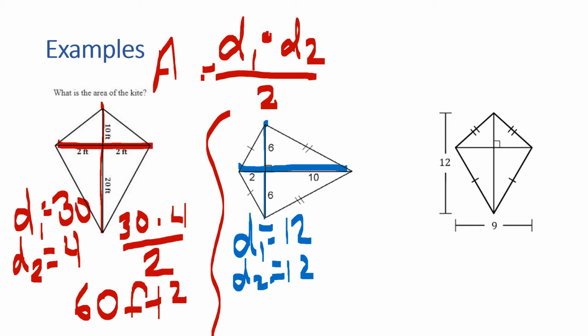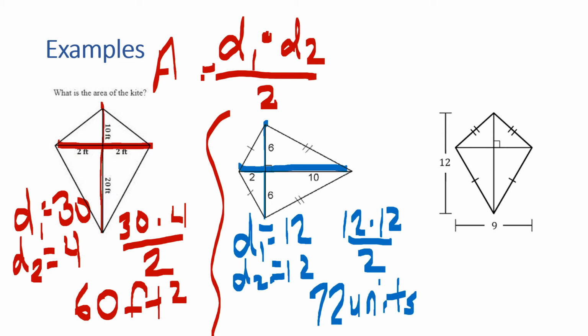So now we want to find the area by taking 12 times 12 and dividing that by 2. So 12 times 12 is 144. Divide that by 2, we'll end up with 72. And since this one has no units, it's just units to the second power. So square units.